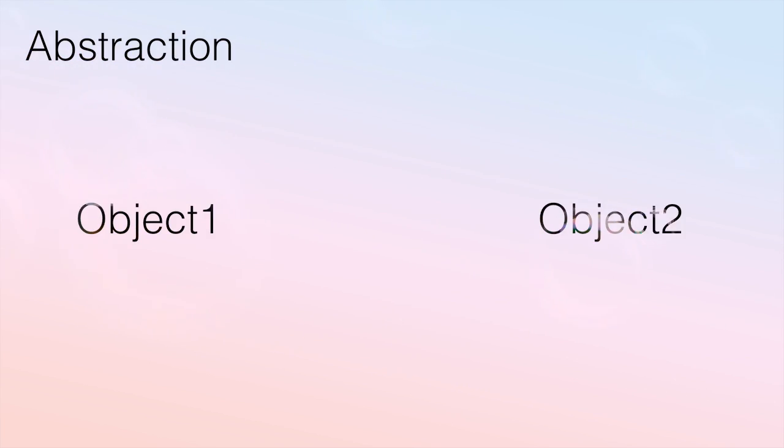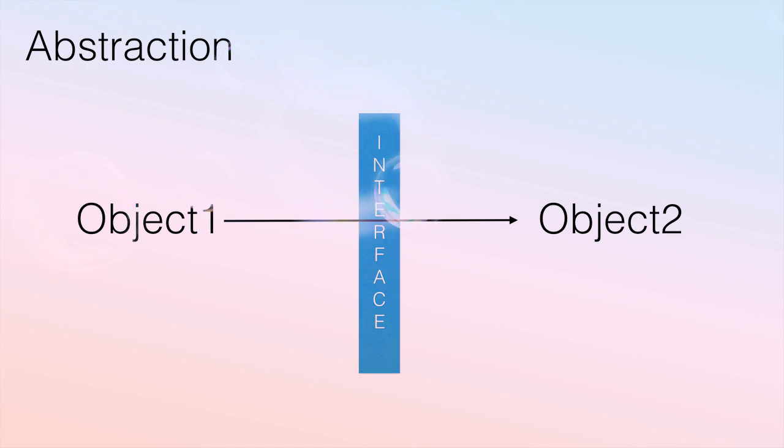What is abstraction? Abstraction is the principle of hiding all the unnecessary details of an object and showing only the essential features that the other objects need in order to communicate with that object. In Java, we achieve abstraction using interfaces. We will learn more about interfaces in lectures later on.